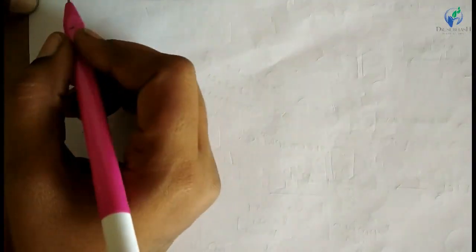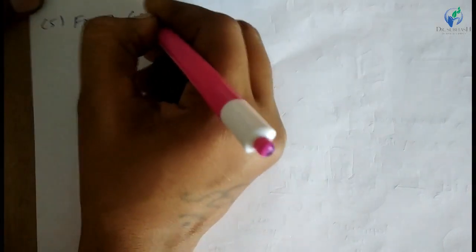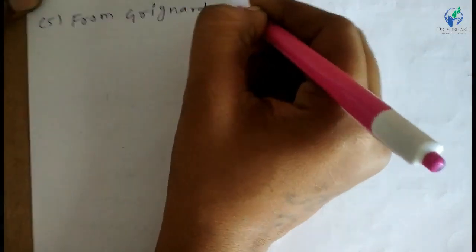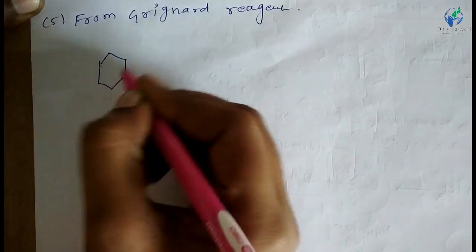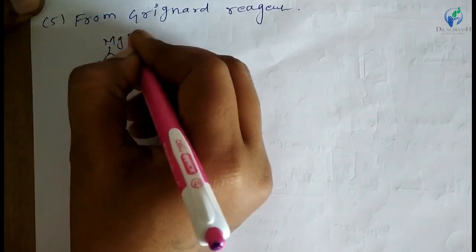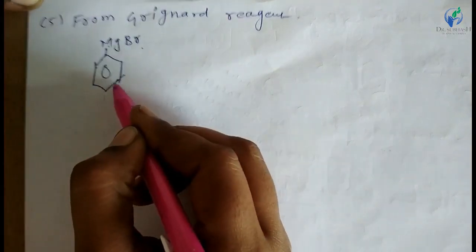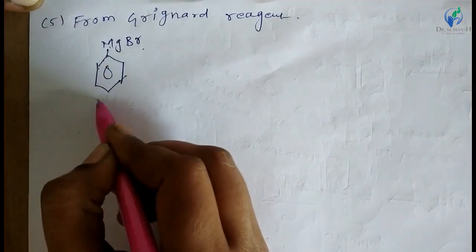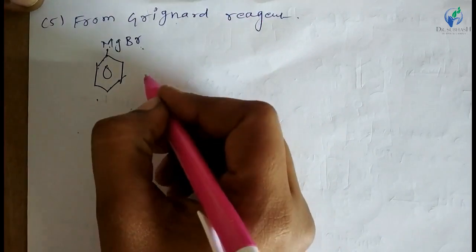Now the next preparation is from Grignard reagent. We see a direct example. See here, phenyl magnesium bromide. It is an example of a Grignard reagent, right. Aryl magnesium bromide. Here in place of the aryl group, a phenyl ring is taken, that's why aryl magnesium bromide. It is a Grignard reagent, right.